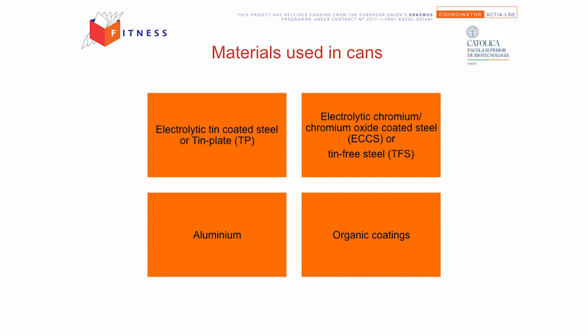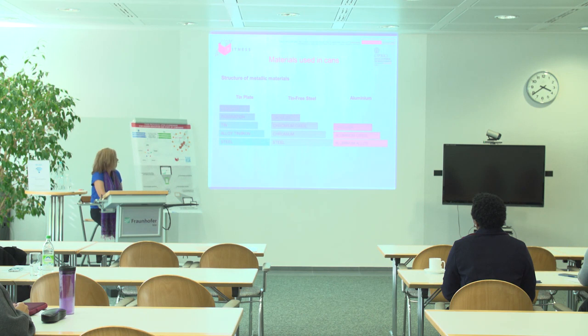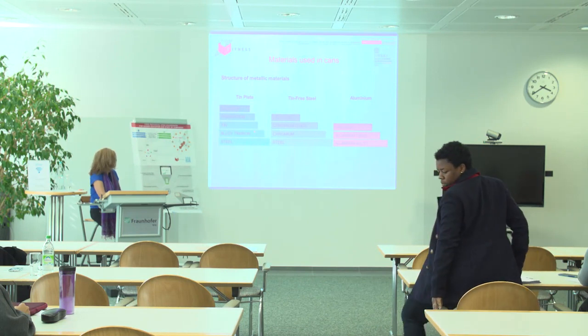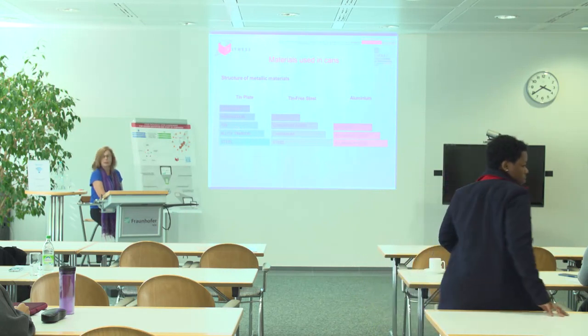This is a representation of the structure of the materials. We have the tin plate, the tin-free steel, that stands for the chromium coated, and the aluminum. So this represents the steel. Then we have the tin. In between, it is formed an alloy, so a mixture of the steel with the tin.